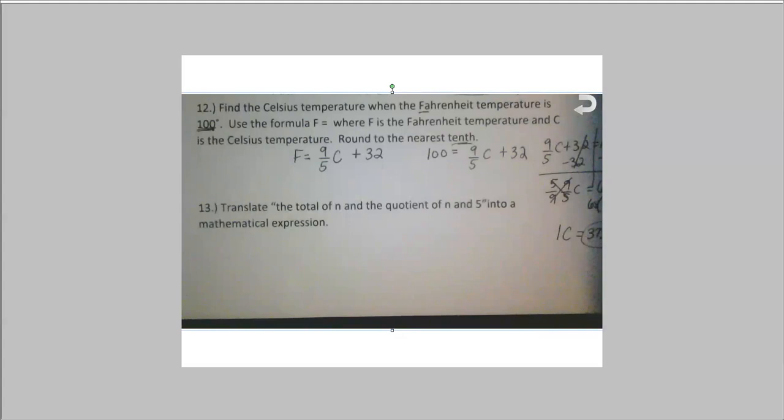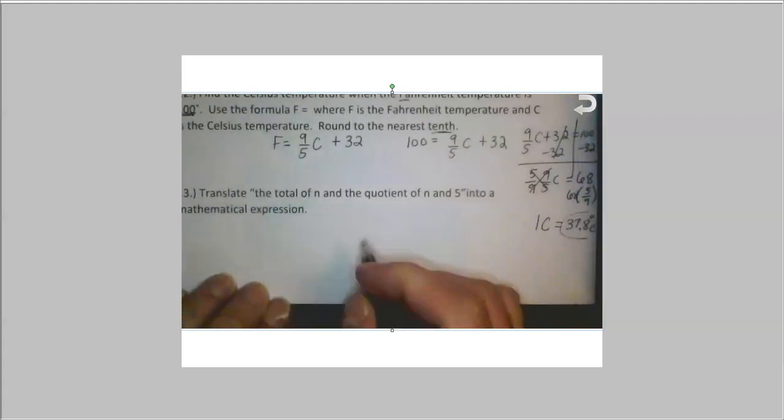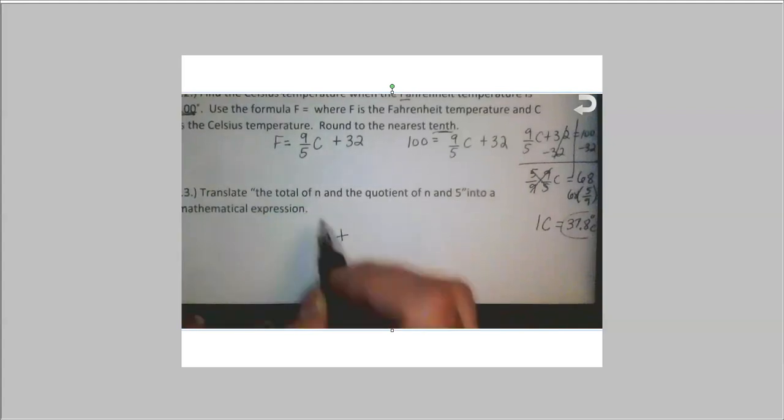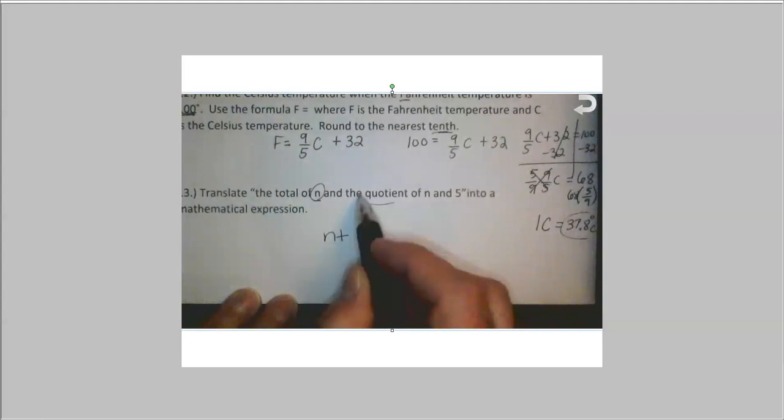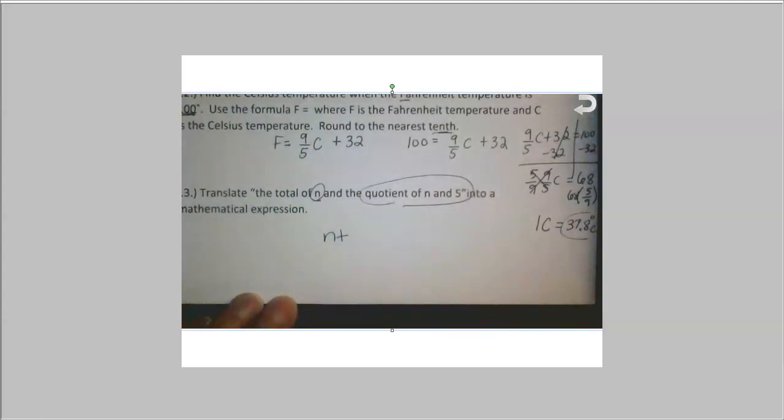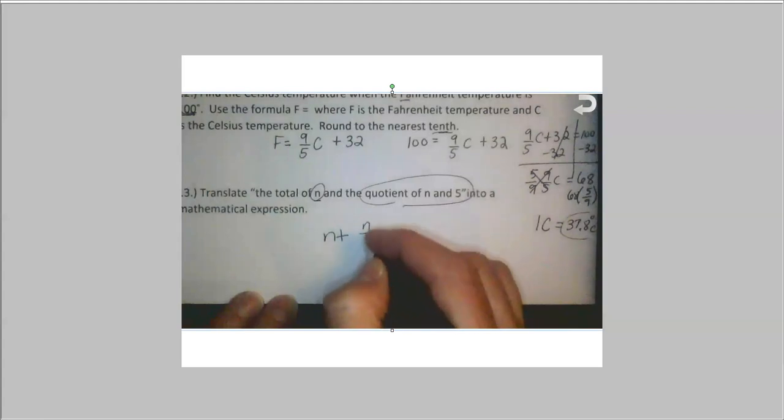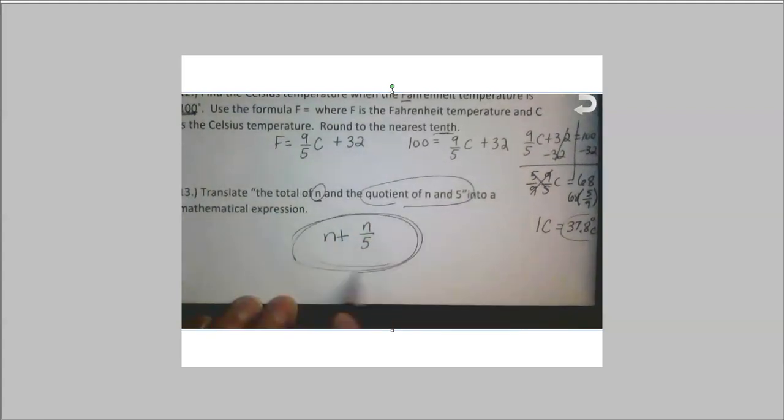You'll also see maybe some different keywords used. Total implies that I'm adding some things together. So you'll have some questions where you have to translate them from words into a mathematical expression using numbers, symbols, variables, whatever they include. So the total, that means I'm adding something. What am I adding? N, okay, and the quotient of n and 5. So I'm adding n plus the quotient of n and 5. Now you do not have to do anything with that, okay? We're simply translating it from words into that expression.